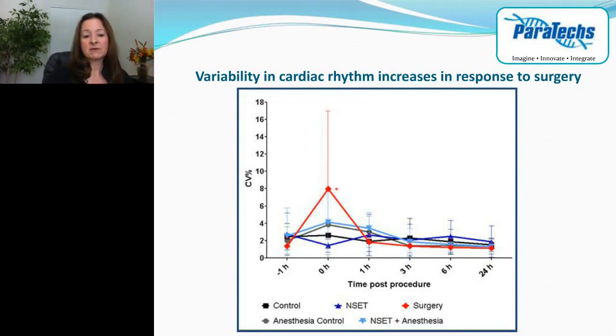Variability in beat-to-beat rhythm of the heart is measured as a coefficient of variance, and here we have the coefficient of variance graphed at various hours post-procedure, again for the pseudopregnant CD1 mice. And what this shows is that variability in cardiac rhythm is significantly increased by 8% for the surgical group, but not for any of the other groups that were tested.